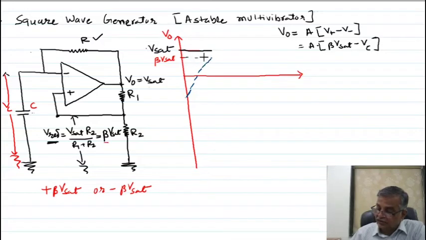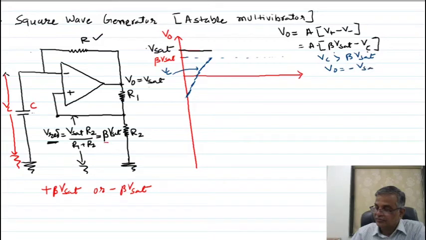When this voltage is more than beta V set, this is your voltage Vc. So when this charging voltage is more than beta V set, immediately my output becomes negative.